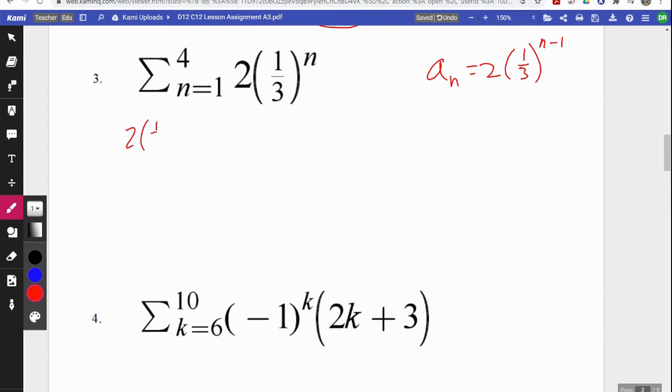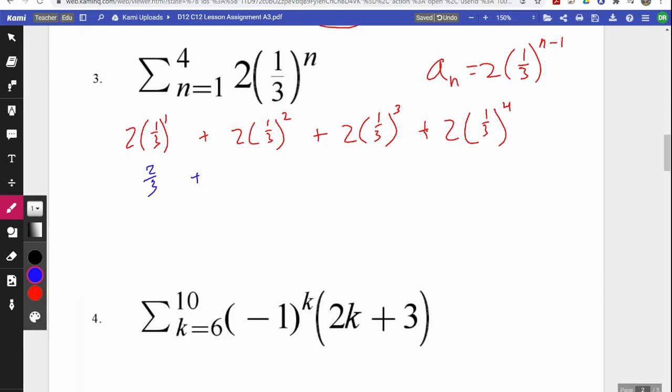So it's 2 times 1/3 to the first power, plus 2 times 1/3 to the second power, plus 2 times 1/3 to the third power, plus 2 times 1/3 to the fourth power, and we would stop right there. Here's the brute force way of doing it. This would be 2/3. Just by calculating it all out, this would be 2/9.